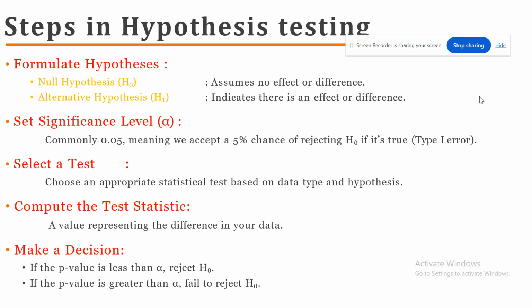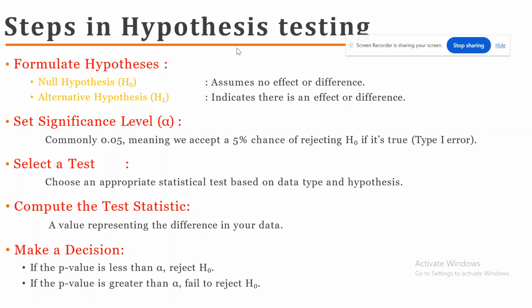the significance level. Okay, now you understand it's actually the probability of rejecting the null hypothesis. It is the significance level. It is generally taken as 5%.